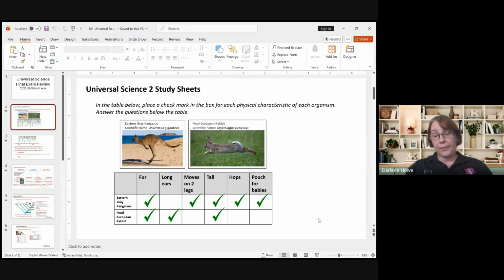Okay, so on your study sheet, the first thing that you do is you look at two different organisms. Eastern gray kangaroo. It's got a scientific name, Macropus giganteus. Whoa, what a name! And a feral European rabbit. What does feral mean? Does anybody know? Feral just means wild, not domesticated in any way. So it's not like a dog or a cat that has been domesticated in order to be tame and lovely. These guys are feral, they're wild European rabbits.